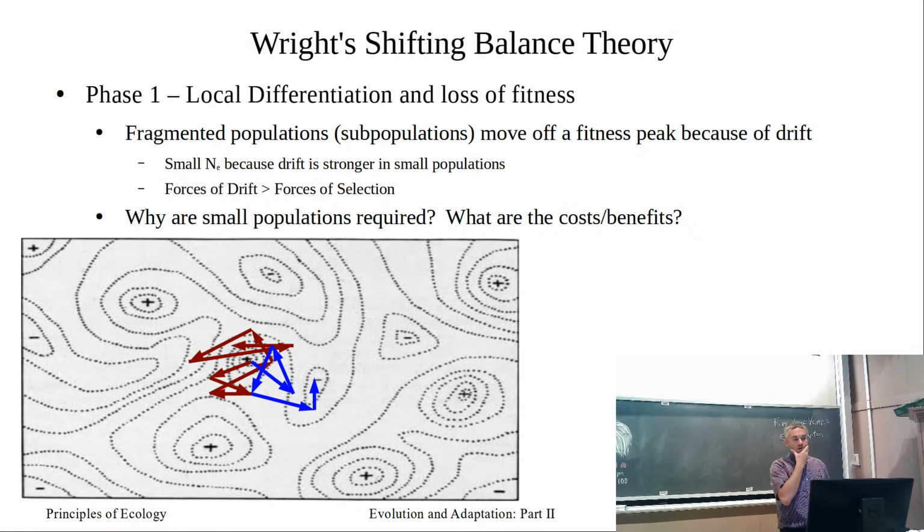So, why are these small populations required? Why do we need to be fragmented in subpopulations? What did we just say?